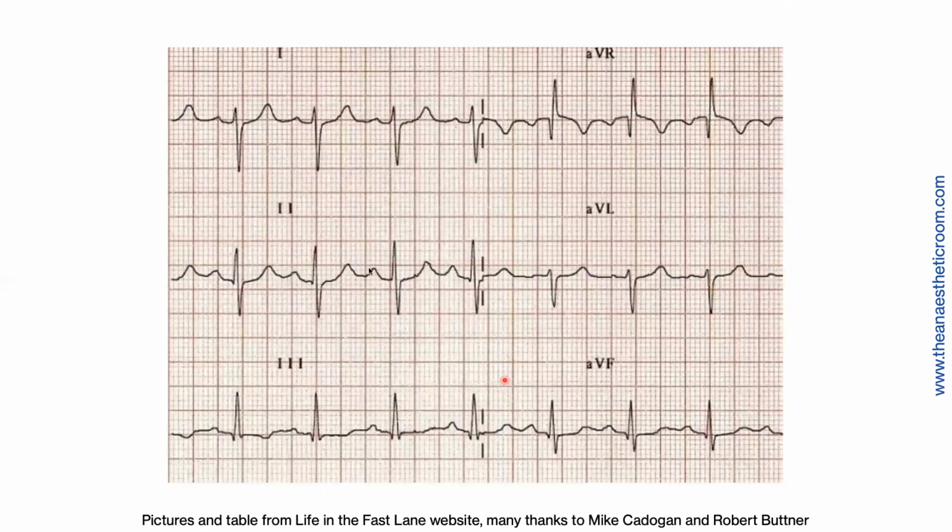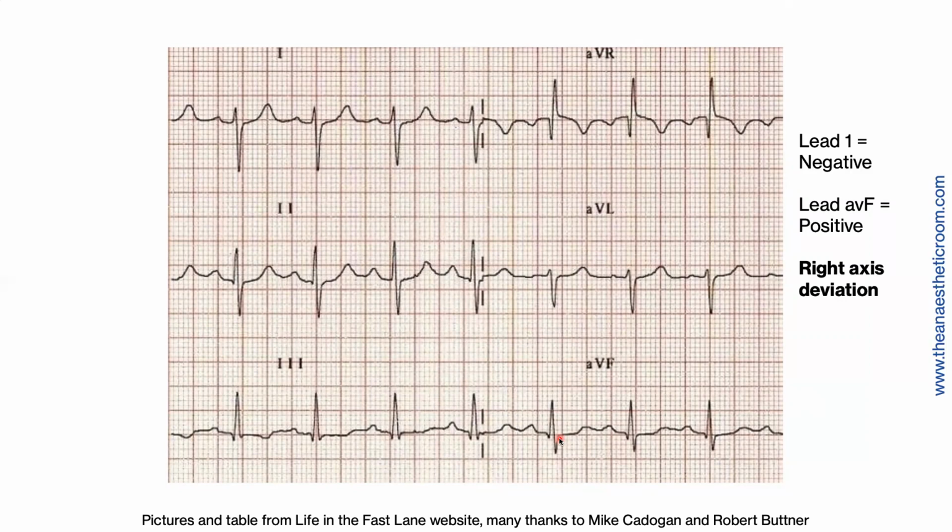So let's practice. Let's look at lead 1 over here. This is the QRS wave. S is bigger than R, so this is a negative deflection. And then down here on AVF, you can see that the R is bigger than the S, and that is a positive deflection. Because lead 1 is negative and lead AVF is positive, this is a right axis deviation because the complexes are going towards AVF, which is the right, towards the feet.